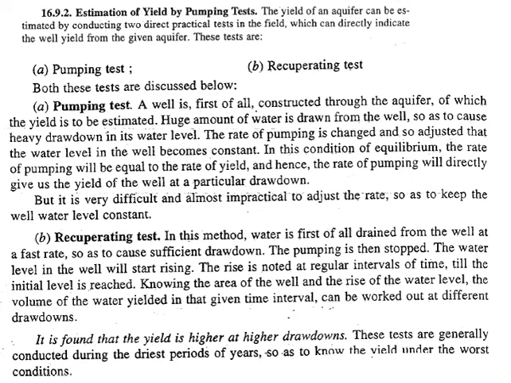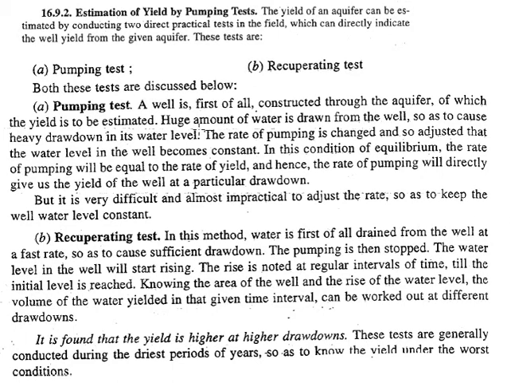There are another two methods to estimate the yield, which use the pumping test. So we perform two types of tests. One is the pumping test and another is the recuperation test, with the help of which we can actually estimate the yield. In the first type of test, that is the pumping test, we have a well that is constructed through an aquifer.